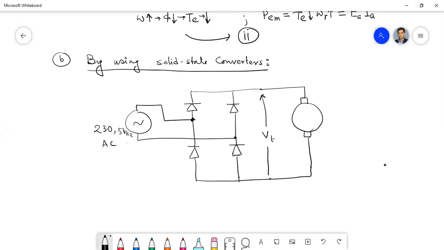2 Vm by pi. So that means 2 into 311, root 2 into 230, by pi. So this will be the DC voltage, or here it will be the terminal voltage. So it will be fixed because all these terms are fixed. Pi also you cannot change, isn't it? Can you change the value of pi? So that means here the terminal voltage is constant. So then how will you control this?